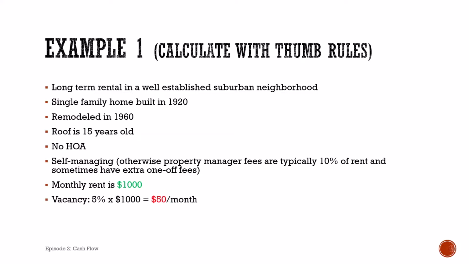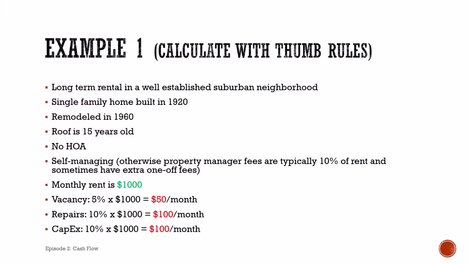So for vacancy, because it's a well-established neighborhood and it's a long-term rental, I would set aside 5% each month. For repairs, I know it's an older home. It was remodeled. Yes, not that recently, but it was remodeled at some point. I'm going to set aside 10% in this case. And I noted that the roof is 15 years old. So I'm going to set aside 10%, maybe even 15% of the monthly rent.